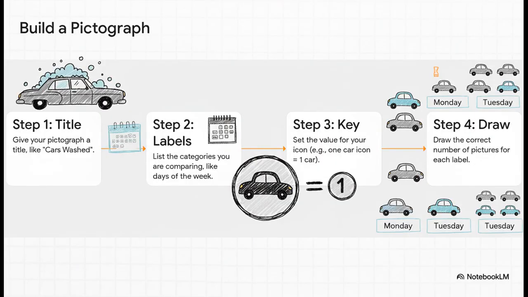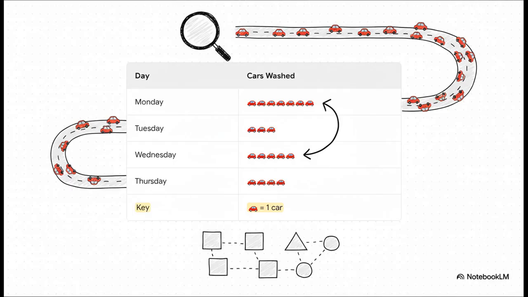And building one? Super simple. First, slap a title on it, like Cars Washed. Next, list your labels. Monday, Tuesday, Wednesday. Then, and this is important, set your key. Let's make it easy. One little car picture equals one car washed. And finally, you just draw the pictures for each day. That's it! And bam! Look at the result.